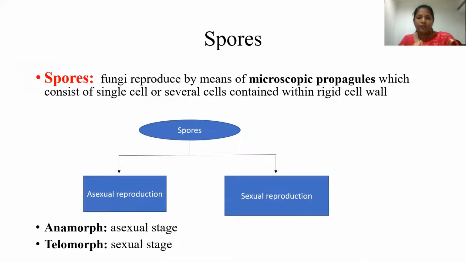So all the fungi will produce spores. What are spores? The fungi reproduce by means of microscopic propagules, which consist of a single cell or several cells contained within a rigid cell wall. The spores can be produced by either asexual reproduction or sexual reproduction. The asexual stage is called the anamorphic stage, and the sexual stage is called the teleomorphic stage.